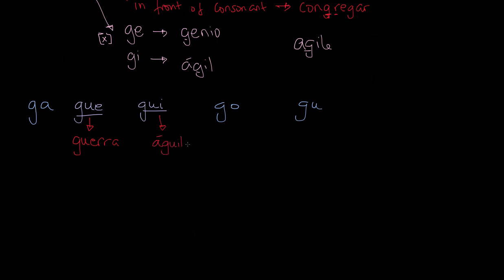Águila, which is an eagle, okay? Guerra and águila. Okay, can you notice how you can't hear this U? You won't hear it because it doesn't sound. Guerra, águila. Okay, so we've got ga, ge, gi, go, gu, but we've got ge and we've got chi.